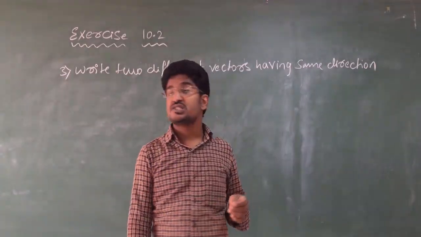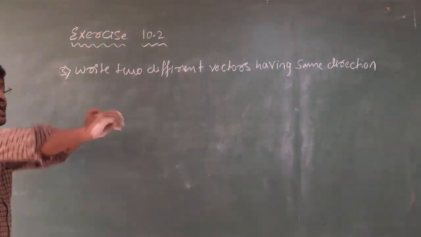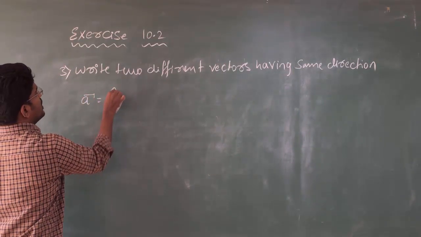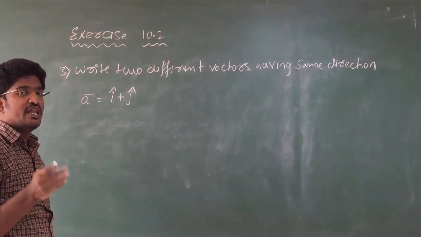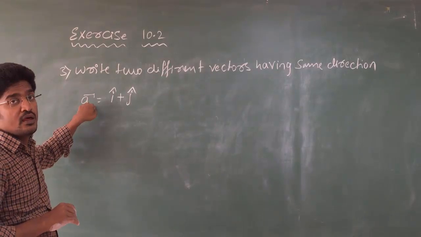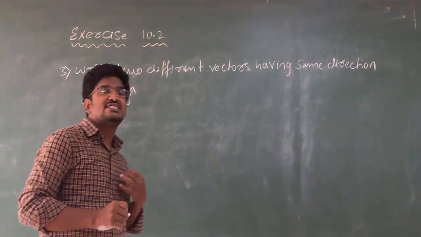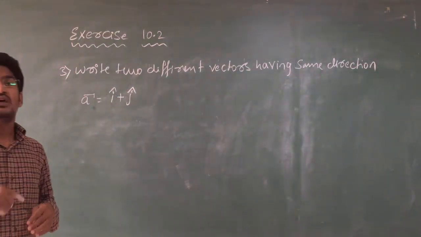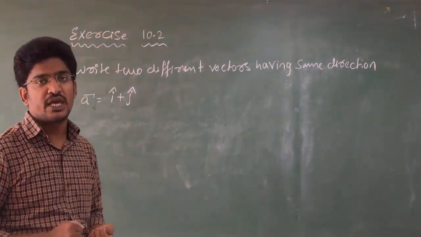Now they are asking to write two different vectors having the same direction. Vector A I will write i cap plus j cap. This is one vector. Now the next vector should be in the direction of vector A only, but it should be different. That means they are asking the scalar multiple of the given vector. They are testing your knowledge of scalar multiplication.